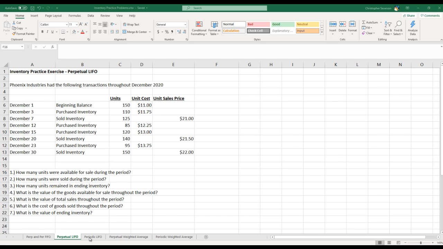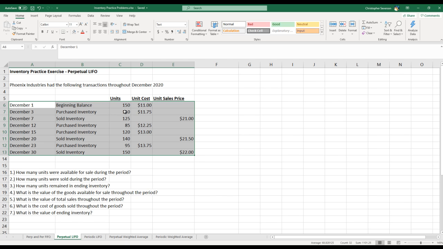So in this exercise, we're going to see a pretty basic data set that you would see in a lot of your different accounting problems, whether real life or textbook. The question is simply, Phoenix Industries had the following transactions throughout December of 2020, 1 month, and then it asks us 7 different questions about that data set. This is a pretty standard data set. You have some purchases, some sales, and it just repeats a few times.